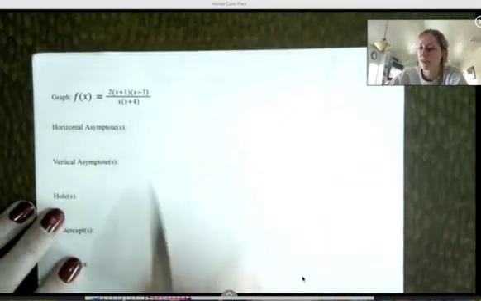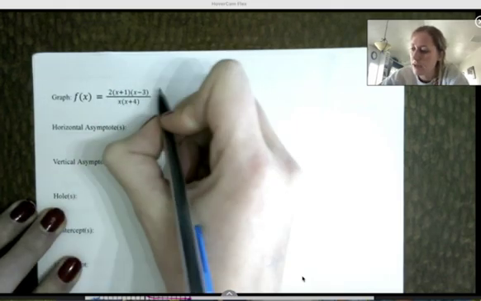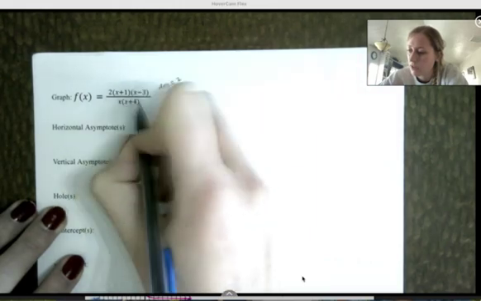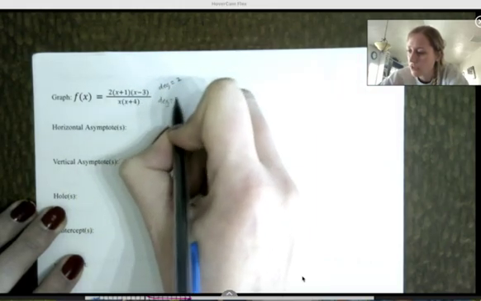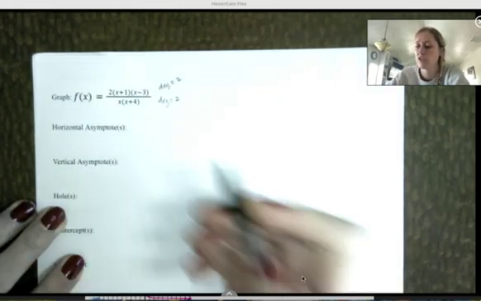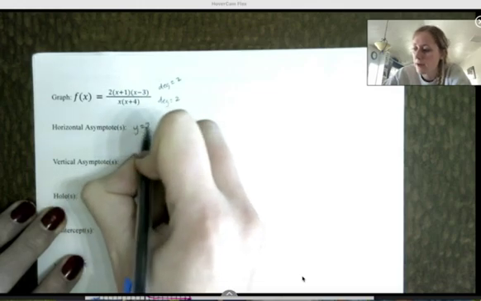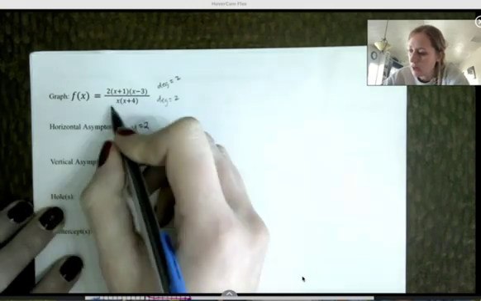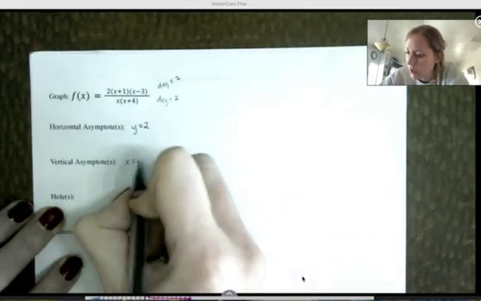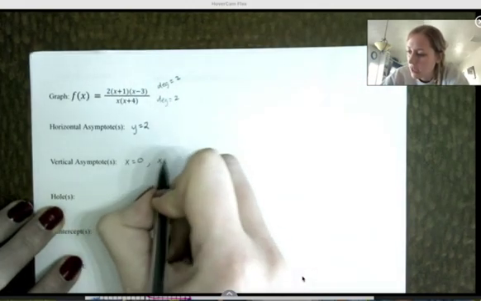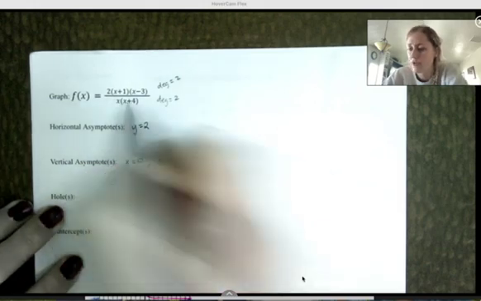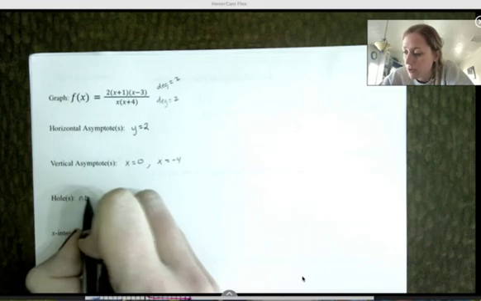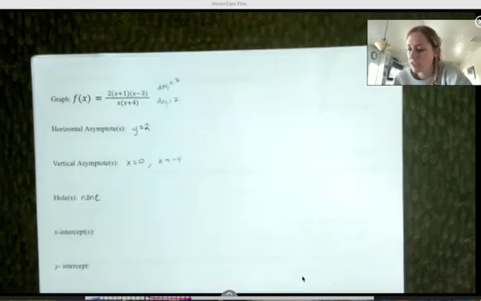Okay, so this is factored, but my degree on top is 2. If I were to multiply those, my degree on the bottom is also 2. So my leading coefficient is 2 and 1. Okay, my vertical asymptote, I'm going to have one at 0 and at -4. Those two values would make my denominator 0, and they're not holes. I don't have any holes because there are no common factors.